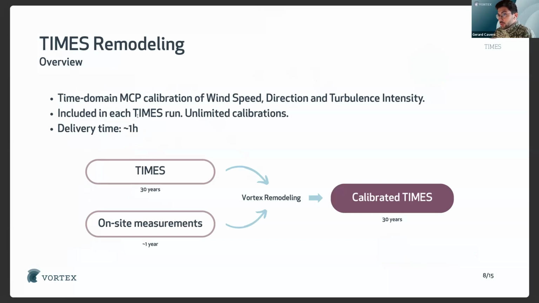So as I said, it's included in each Times run, and you can request as many calibrations as you want to use different periods of your measurements, use different heights. So feel free to request as many as you need. And the delivery time is around 1 hour.